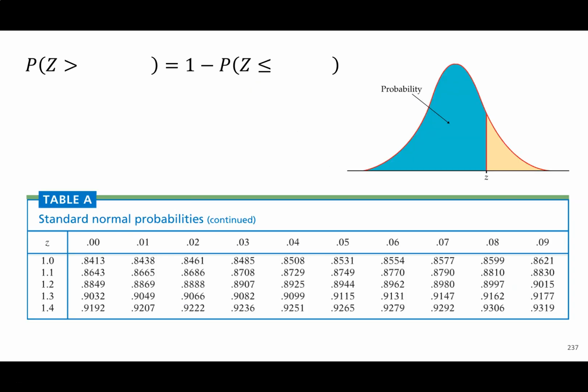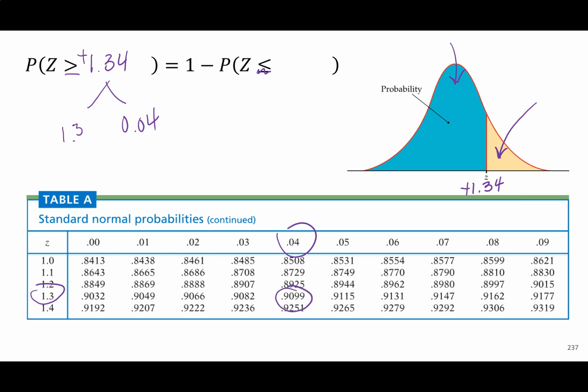Technically, these are the same. So remember, if this is 1.34 here, it's positive. I want this yellow area, not this blue area, because I want greater than. So I'm going to have to do a 1 minus bit. So I can break this up into 1.3 and 0.04. So this is 0.9099, which means the yellow area is going to be 1 minus that. So it should be about 9% or so.